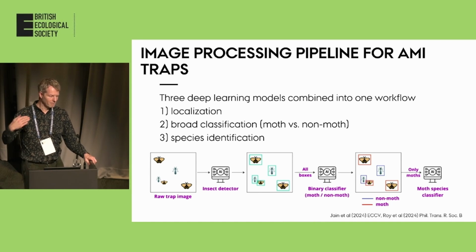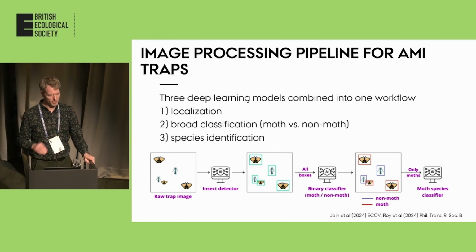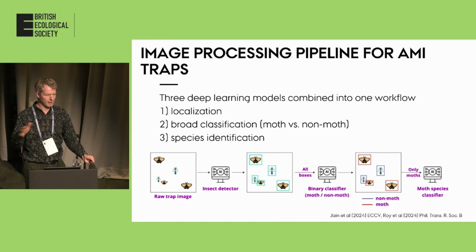We can't just rely on a collaboration like we do with PlantNet. But this broadly consists of 3 different approaches: one to detect the insects, one to broadly classify them, and one to identify those insects that can be identified down to species level, like particularly macro moths.